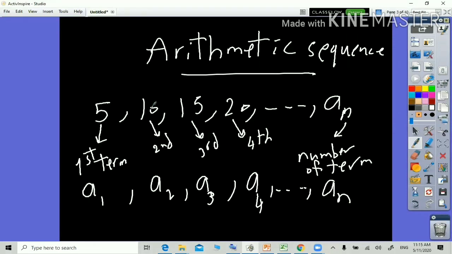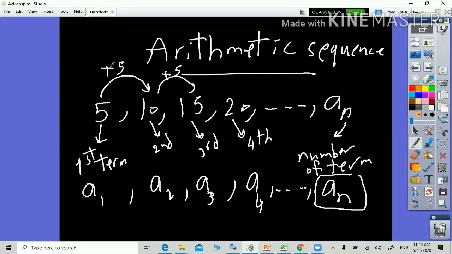Here, as I said, the first term we will call A1. The second term, A2. The third term, A3, and so on. The last term I will call An because I don't know its number. So we said the first term is A1, and it's arithmetic because each time I add 5.